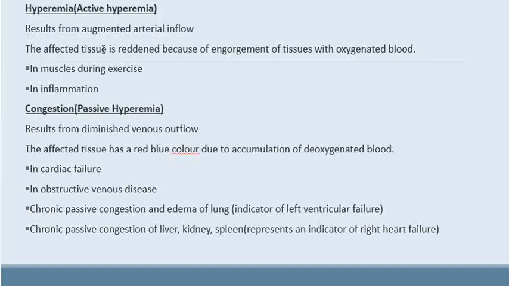The affected tissue has a red-blue color due to accumulation of deoxygenated blood, like in cardiac failure and obstructed venous disease. Chronic passive congestion, edema of lung, is an indicator of left ventricular failure. Chronic passive congestion of liver, kidney, spleen represents an indicator of right heart failure.